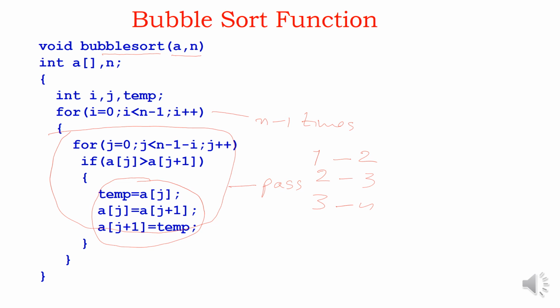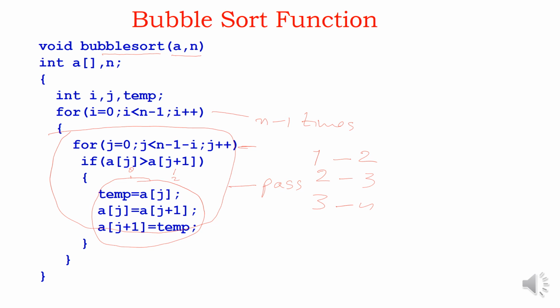If a j is greater than a j plus 1, perform the interchange. If j is 0, for example, j plus 1 is 1. So if a0 is greater than a1, a0 and a1 will get interchanged. If j is 1, j plus 1 will be 2. If a1 is greater than a2, they will be interchanged. So a j and a j plus 1 will get interchanged using the three instructions. This process is going to be repeated with some number of comparisons.